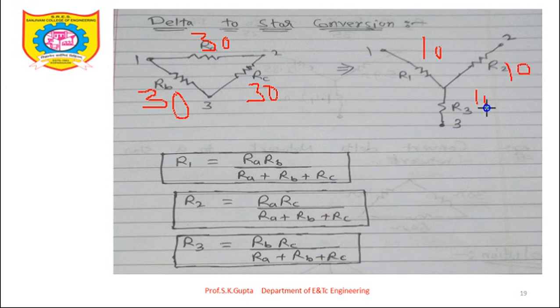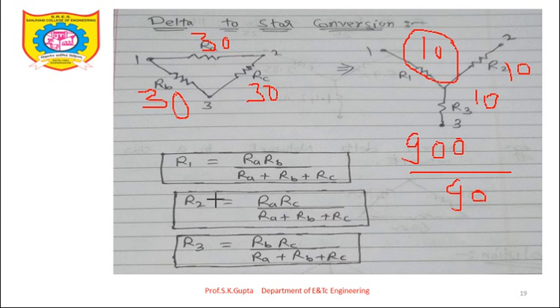Let's quickly calculate. Okay, so we have this relation. What is the value of R1? 30 into 30 is 900 divided by the sum of all resistances. So 30 plus 30 plus 30 means 90. So the zeros cancel. 90 divided by 9 is 10. So we got the R1 value as 10. Similarly, we will get the value of R2 and R3 also as 10.